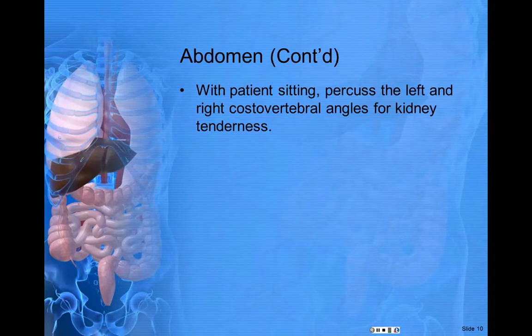Part of the abdomen exam is to percuss for CVA tenderness, costovertebral angle tenderness over the kidneys. And you do this with the patient sitting.